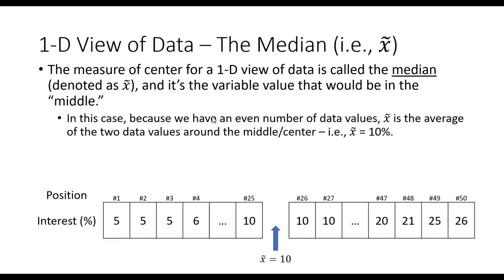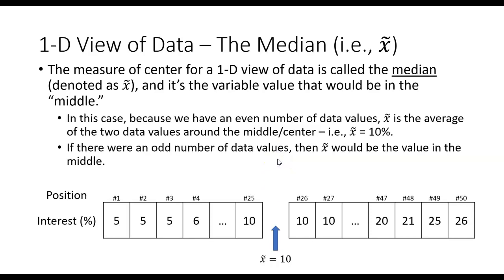So in our diagram, in this case because we have an even number of data values, the median is the average of the two data values around the middle or the center. So in other words, in this case, the 25th data value and the 26th data value are averaged. And so since 10 plus 10 is equal to 20, divided by 2 is 10, our median value is also 10%. If there were an odd number of data values, then the median would be the value in the middle.